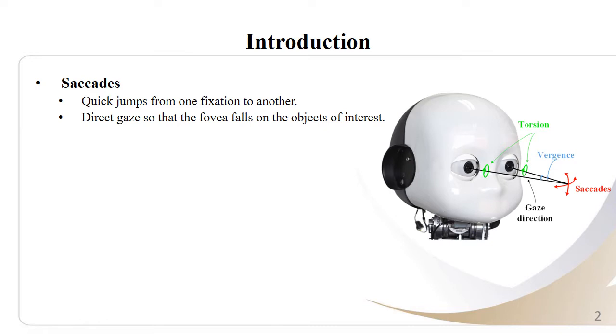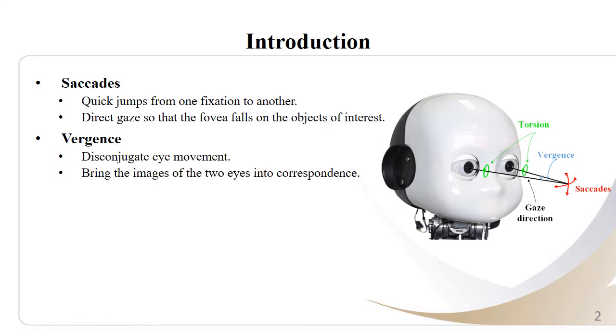the object of interest. The second is vergence, which is a disconjugate eye movement, meaning that it rotates both eyes horizontally in opposite directions. Vergence brings the images of the 2 eyes into correspondence.